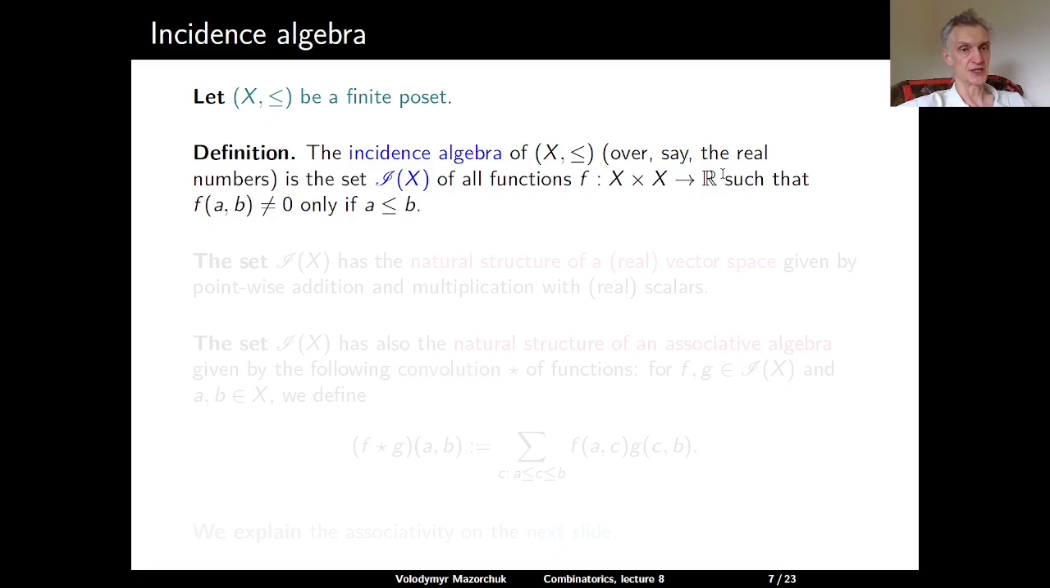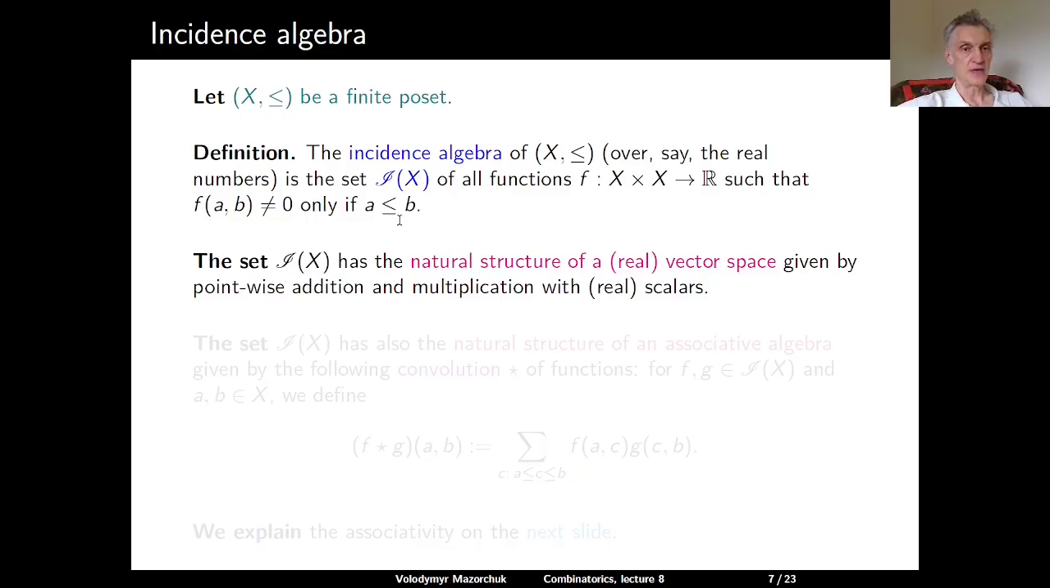But we put one condition. We put the condition that the value is non-zero only in the case when the first argument is less than or equal to the second argument. So here we use the structure of a poset. This set, I(X), has a natural structure of a real vector space given by pointwise addition and multiplication with real scalars. As usual, functions into a vector space form a vector space.